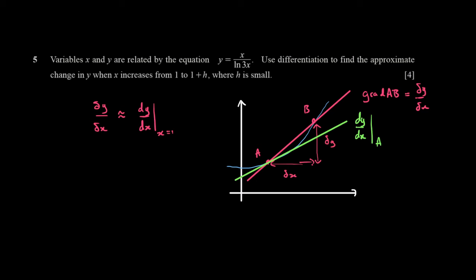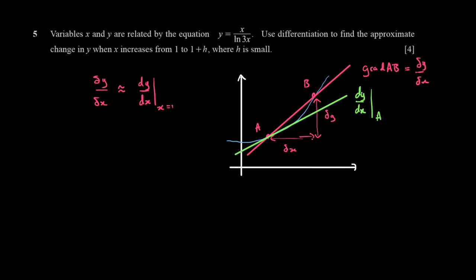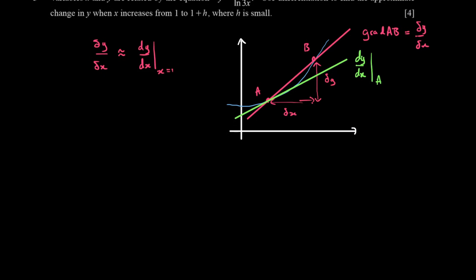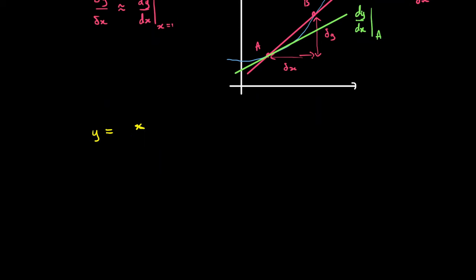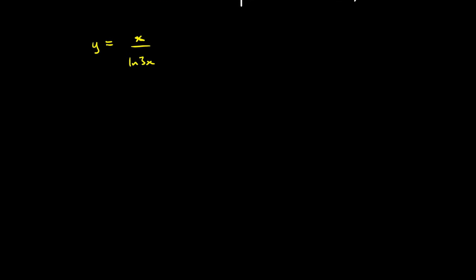All right, so how are we going to differentiate this? Well, we've got to use the quotient rule, haven't we? So let's just write that down. So we've got the function y is equal to x upon ln 3x. And we're using the quotient rule because we've got one function divided by another function. So the function on the top we're going to call u. The function on the bottom we're going to call v. And we're going to differentiate both of these. So u prime is equal to 1 and v prime is 1 upon 3x times by 3.